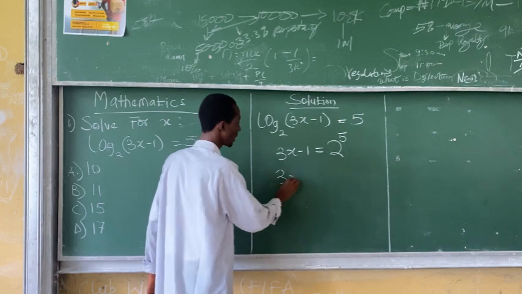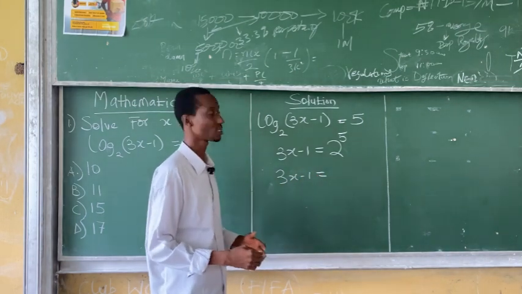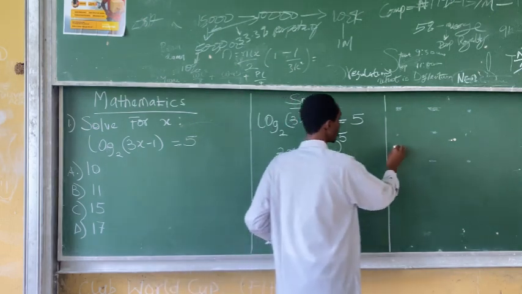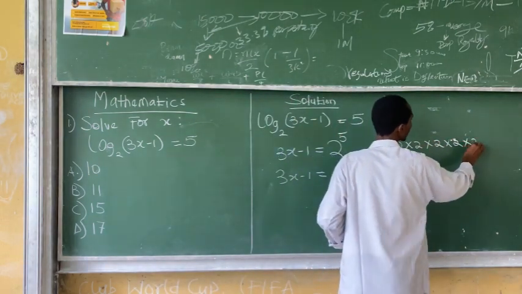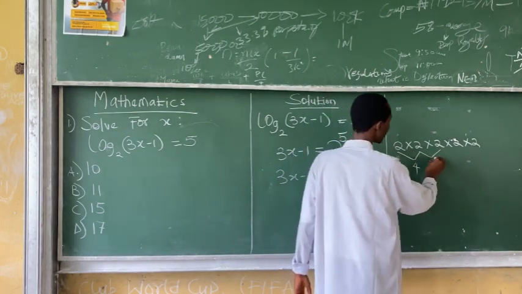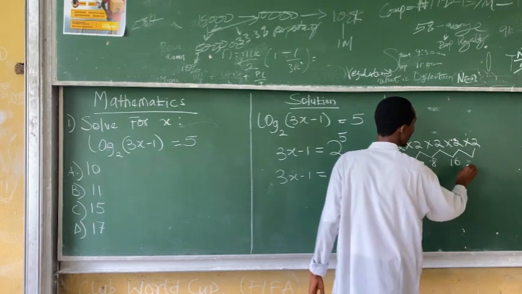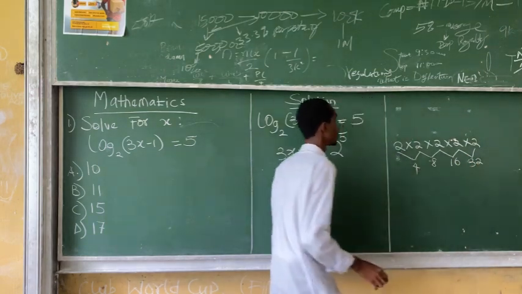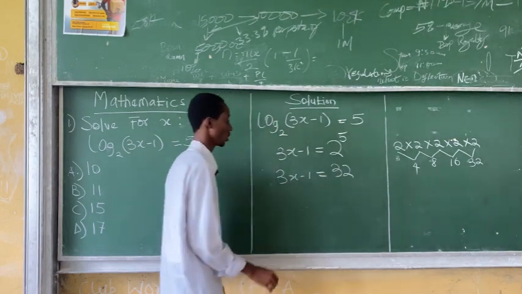We have 3x minus 1 is equal to 2 raised to power 5, which is 2 multiplying itself 5 times, which is 2 times 2 times 2 times 2 times 2. 2 times 2 gives you 4. 4 times 2 gives you 8. 8 times 2 you have 16. 16 times 2 you have 32. So 2 raised to power 5 is what? 32. We have 32 here.